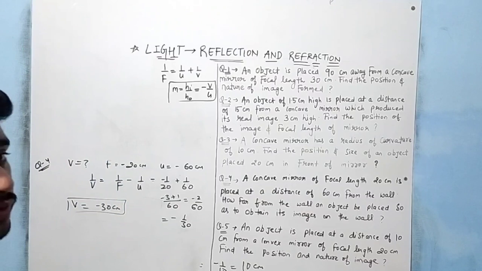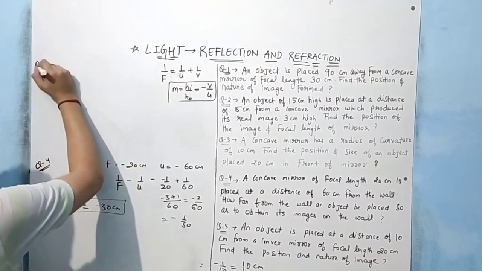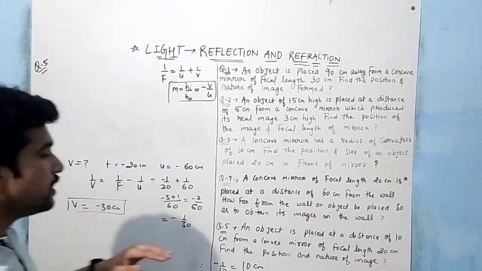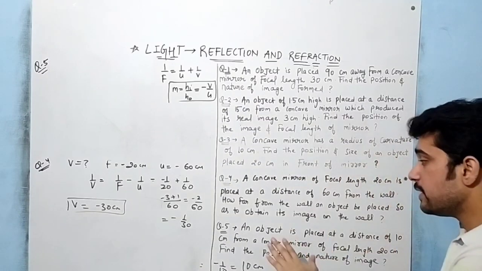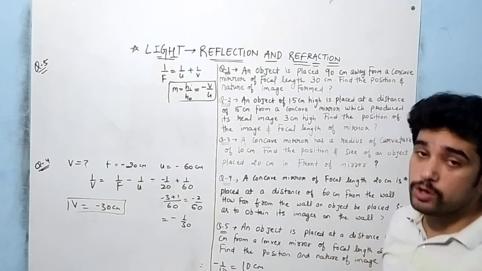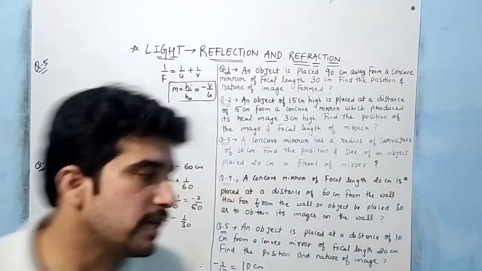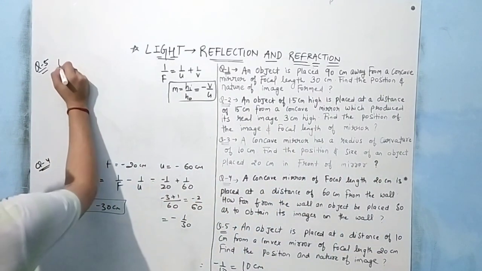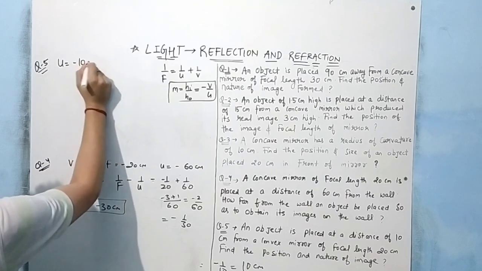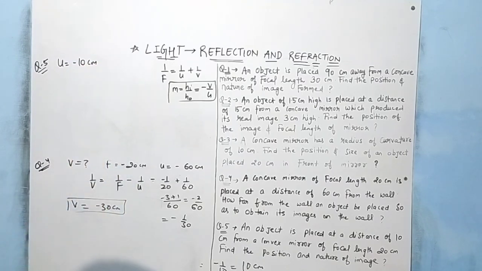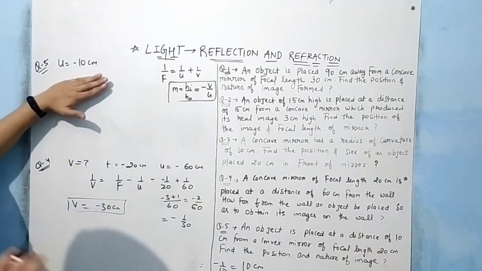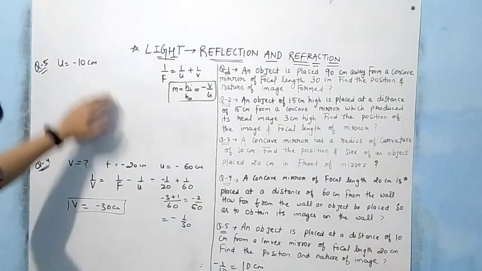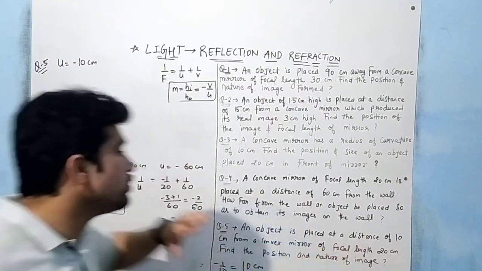We are moving to our last numerical of this session, which is numerical number 5. An object is placed at a distance of 10 centimeter from a convex mirror. Do remember, the object is placed at 10 centimeter, so the value of U is minus 10 centimeter. Always remember, the object is placed in front of the mirror, due to which the value of U will always remain negative. The mirror is a convex mirror of focal length 20 centimeter.